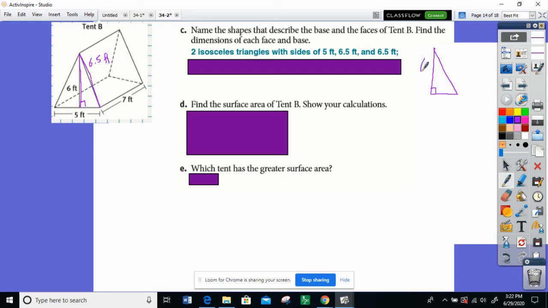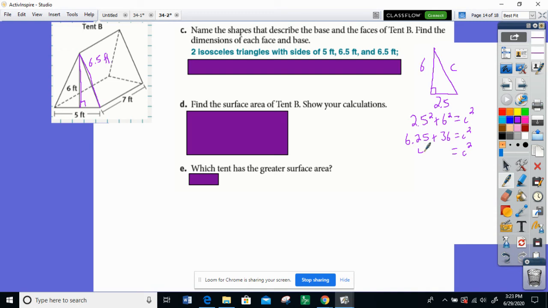So we know that this height is 6 feet. This height is a perpendicular bisector, so that's going to be 2.5 feet, and we're looking for this side C. So right triangle, we can do the Pythagorean theorem: 2.5 squared plus 6 squared equals C squared. So that is 6.25 plus 36 equals C squared.